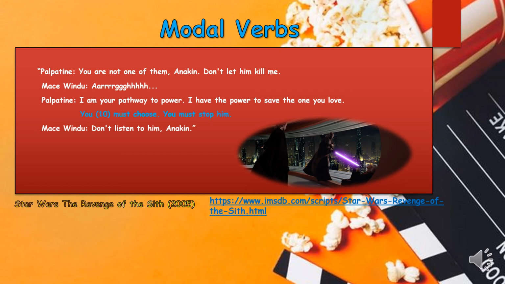The next topic is modal verbs, usually used to denote a certain intention. In this case, the word is must, and the example takes place in Star Wars Revenge of the Sith. The modal verb must denotes an obligation, a necessity, or a prohibition. In this case, our protagonist must choose between the light side with his beliefs or the dark side with a fake promise about saving his wife.